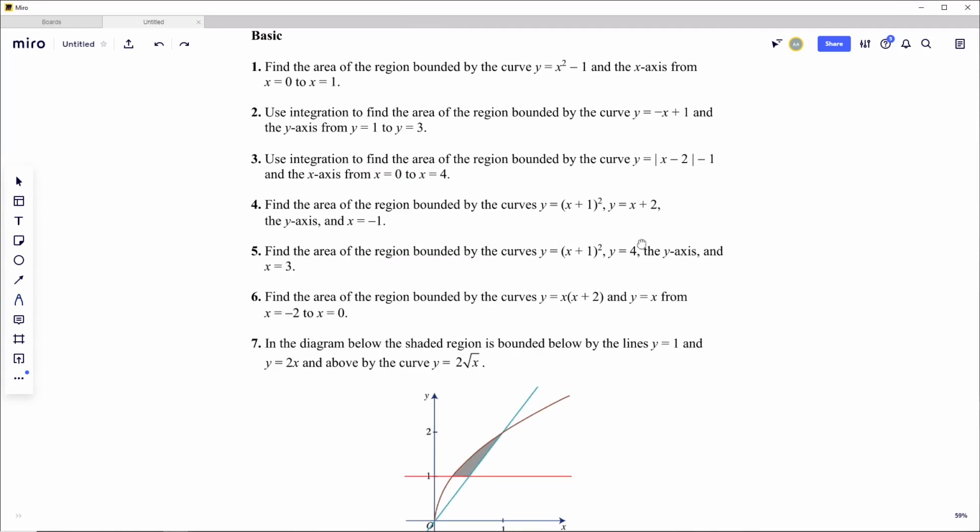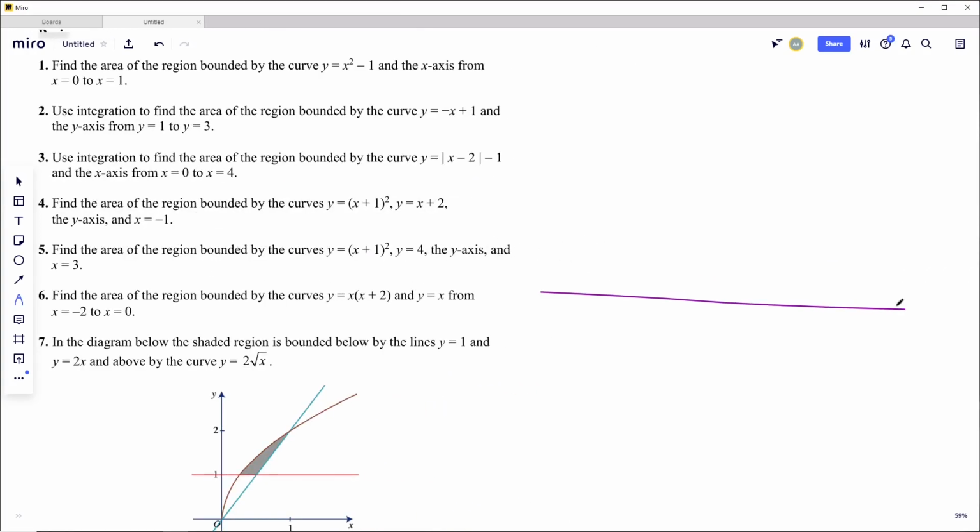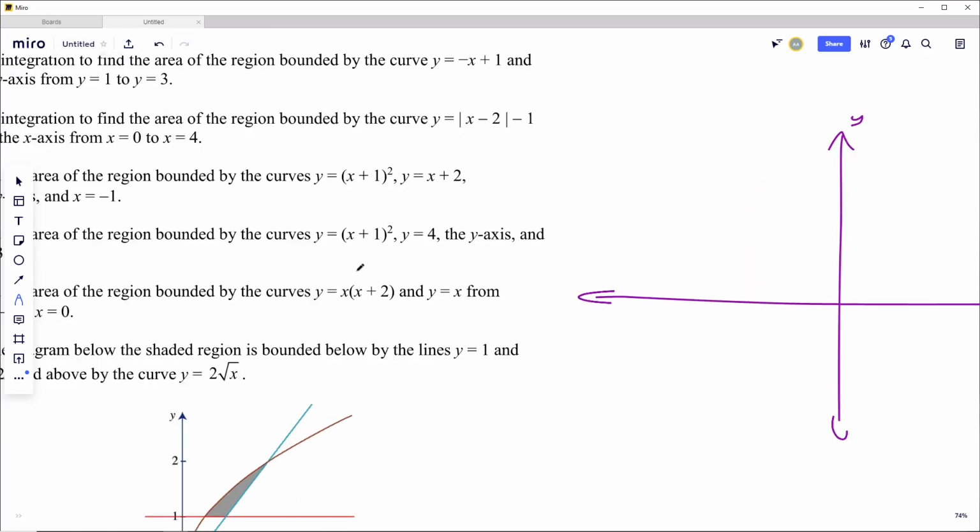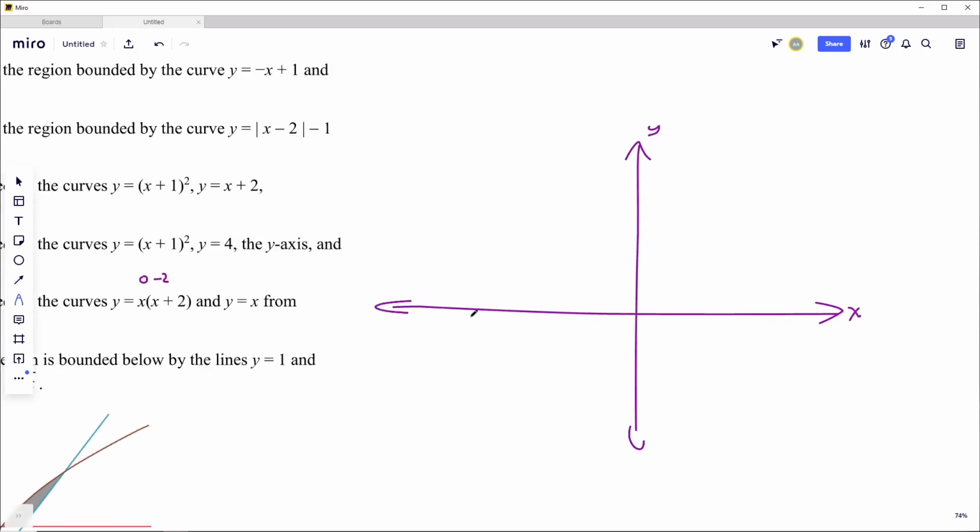So we're doing number 6, and let's put the graph like that, and this is x, this is y. When x is 0, y is 0. When x is minus 2, y is also 0. So we have the point 0, 0 and minus 2, 0. So 0, 0, and let's say this is minus 1, so this is minus 2. So we said minus 2, 0.